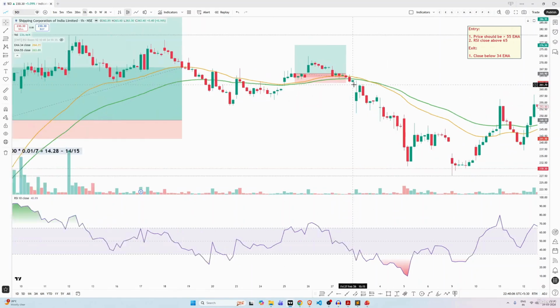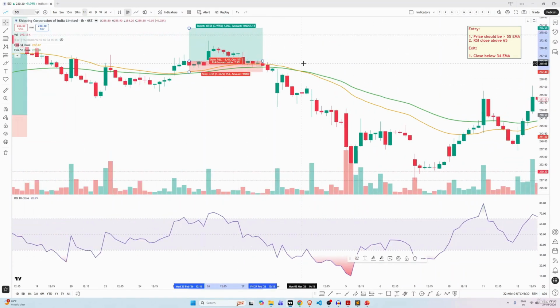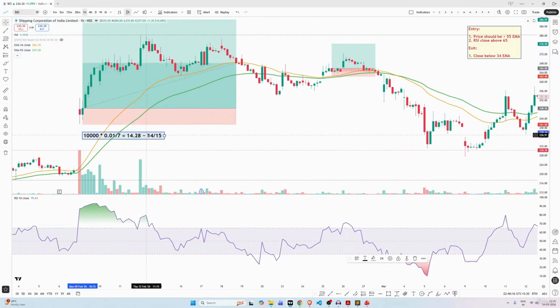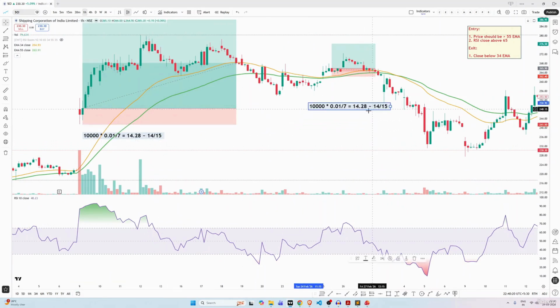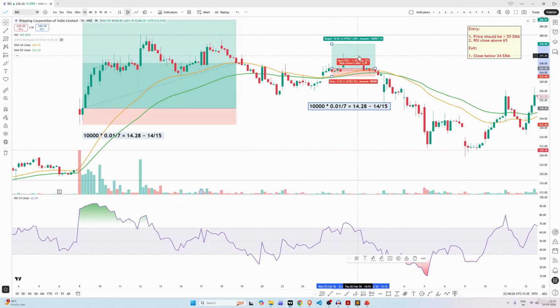Okay, so now coming to this particular trade, in this our stop was 3.55. So let me calculate the same thing. Copy the same thing, because the only thing that is going to change is this 7. Instead of 7, we will have 3.55.